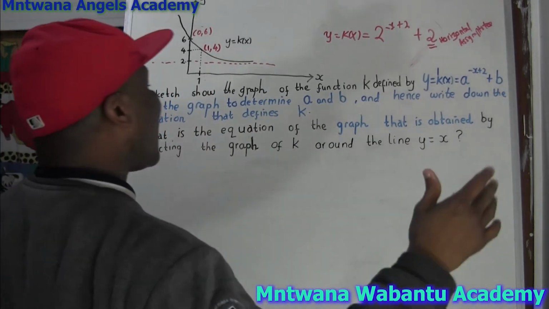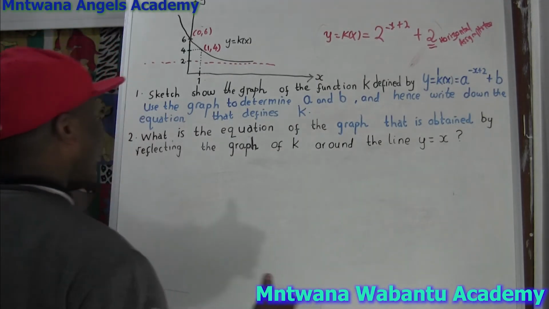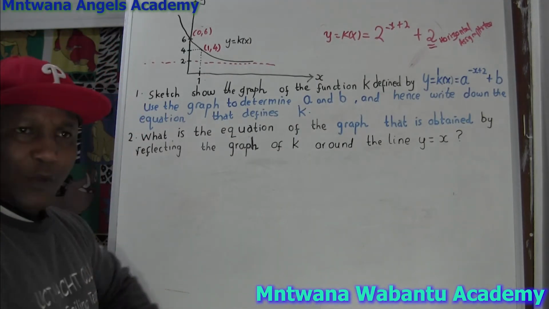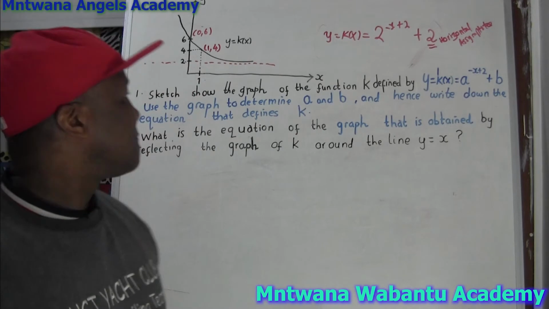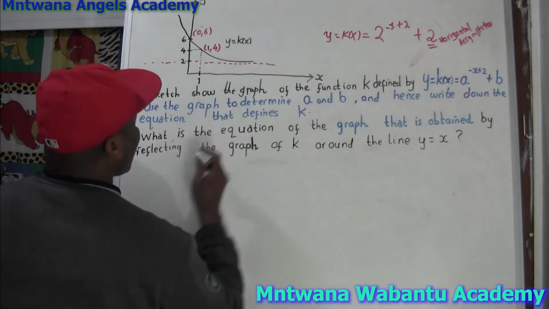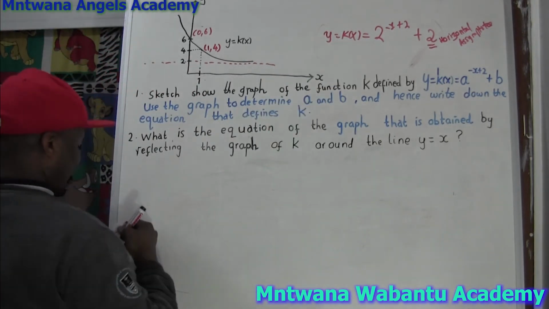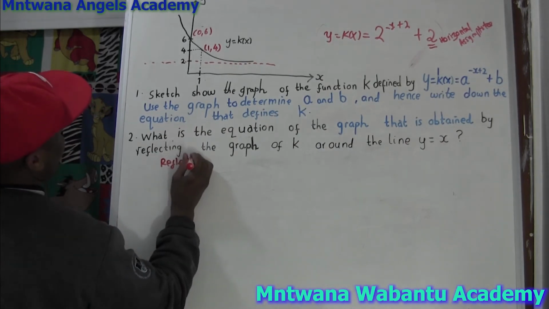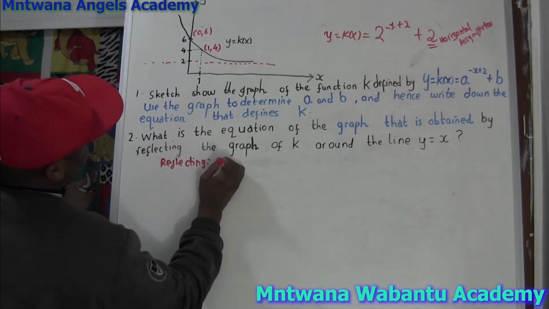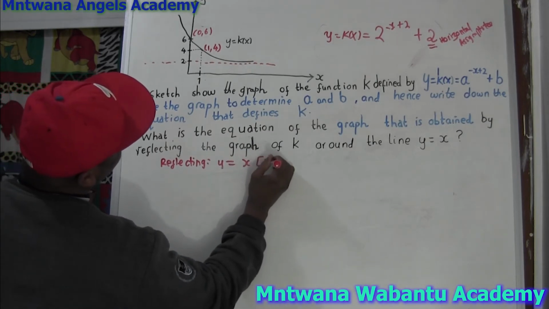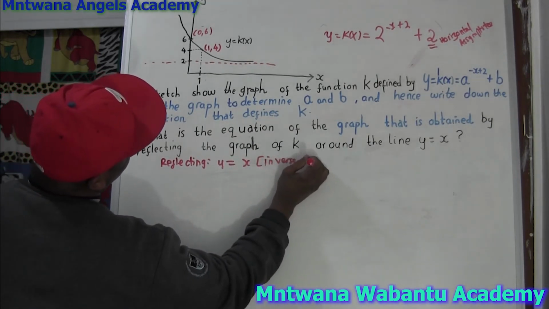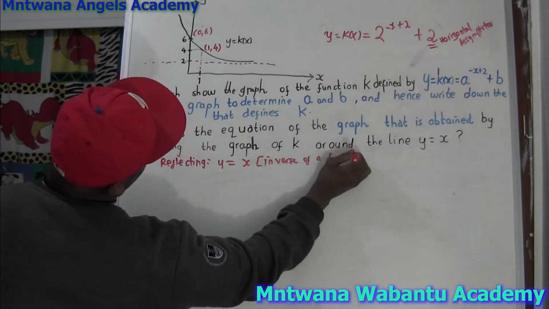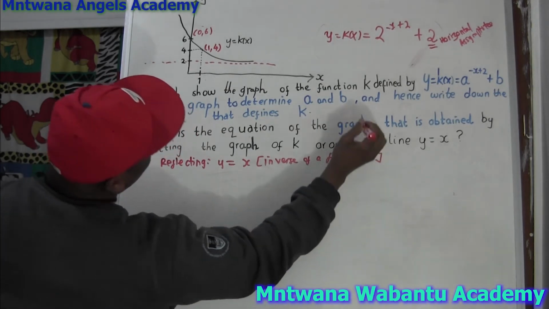So what is the equation of the graph obtained by reflecting the graph of k around y equal to x? See, that's the question now. So we say reflecting in y equal to x. Sometimes we call it the inverse of a function. Inverse of a function, because inverse is when you reflect in y equal to x.